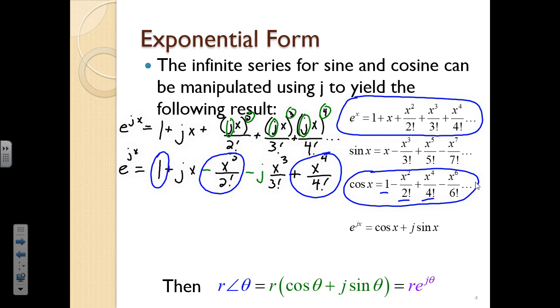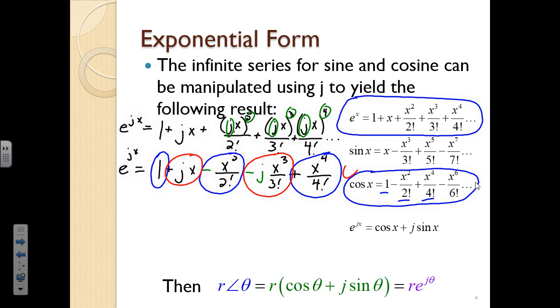And look what happens with the ones that involve j. We've got j times x, and then we have negative j times x cubed over 3, and then our fifth term would be similar to that. That almost matches our sine series, except they have these j factors in there.